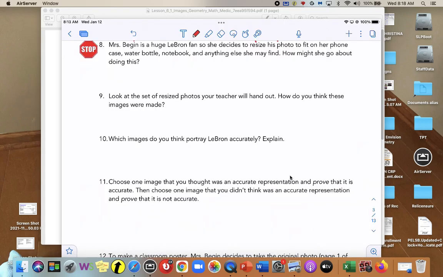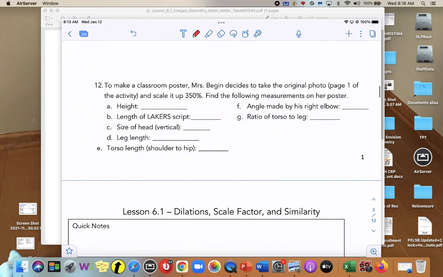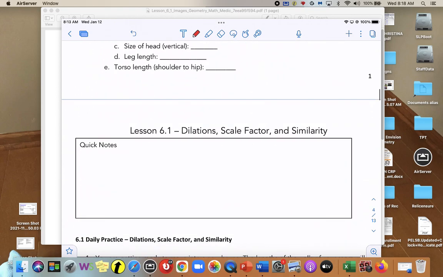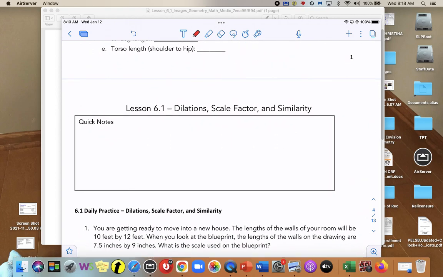So then it says, to make a classroom poster, Ms. Bajan decides to take the original photo and scale it up 350%. Can you now find the following measurements on her poster? So one thing to help with that, if it's scaled up 350%, think about that scale factor. It'd be 3.5 times bigger for the scale factor. How would you use that to find the new measurements on the poster? And then we'll go over in class quick notes once we do the investigation. And so we'll write those up.